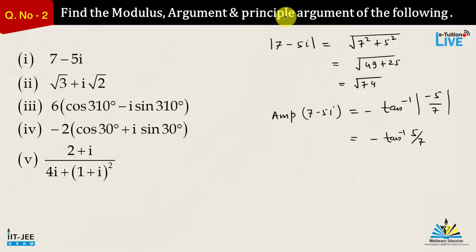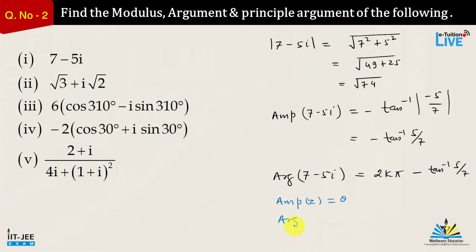This is the amplitude of this complex number. Now if we talk about the argument of the same complex number 7 minus 5 iota, then what will we write? We will write 2k pi plus theta, that is the amplitude, and that is minus tan inverse 5 by 7. So here you can observe one thing. If the amplitude of a complex number z is theta, then the argument of the same complex number can be written as 2k pi plus theta. So we will remember this point.